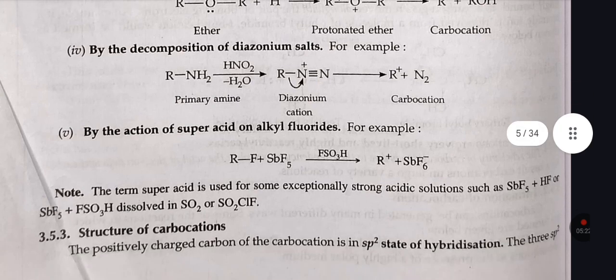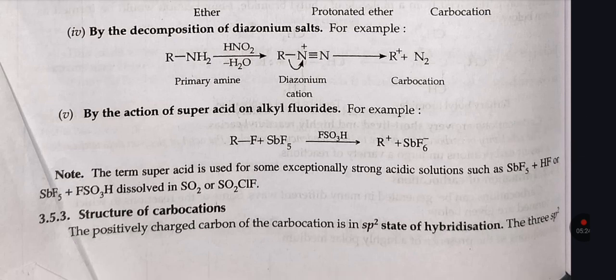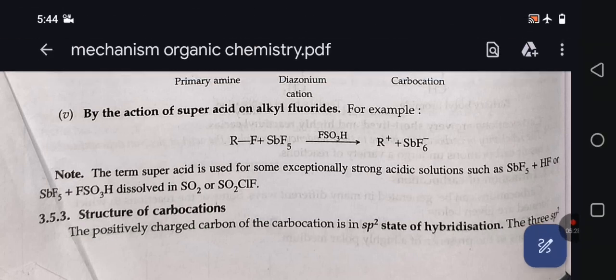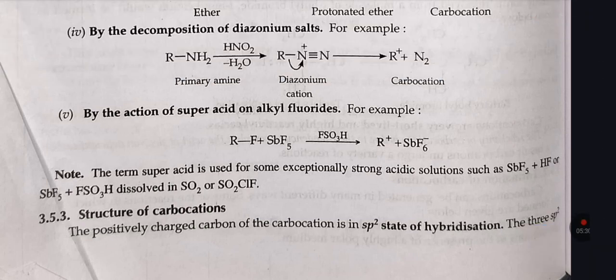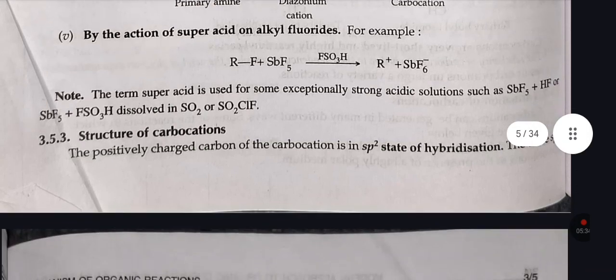For example, primary amine on treatment with HNO3 will give diazonium cation, which will further give carbocation plus N2. By the action of superacids on alkyl fluoride, for example, RF plus SbF5 on reaction with FSO3H will give R+ plus SbF6-.